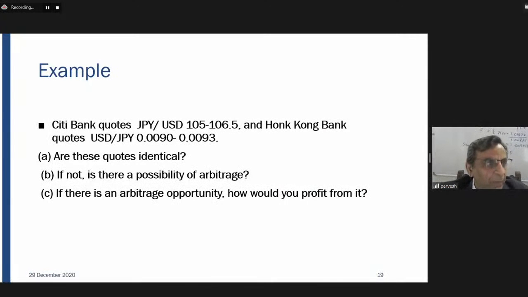So this is an example. Citibank has given a quote for Japanese yen and US dollar, and Hong Kong Bank is giving a quote in terms of US dollars. So are these quotes identical? If not, is there any possibility of arbitrage? Okay, so let's understand that.